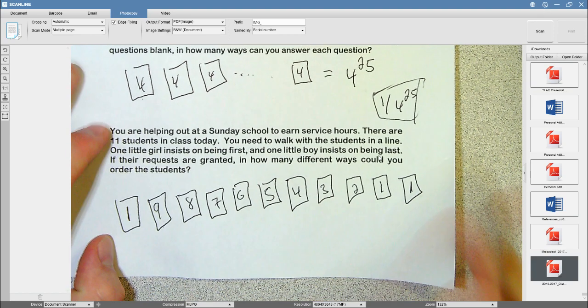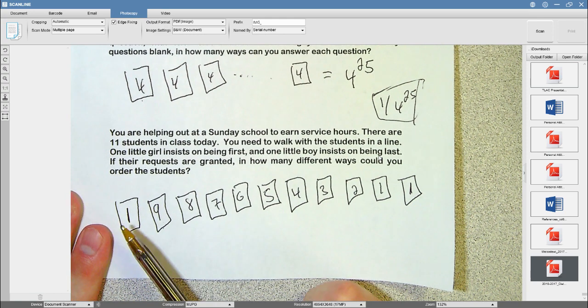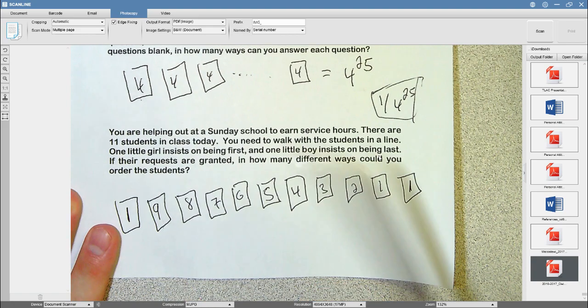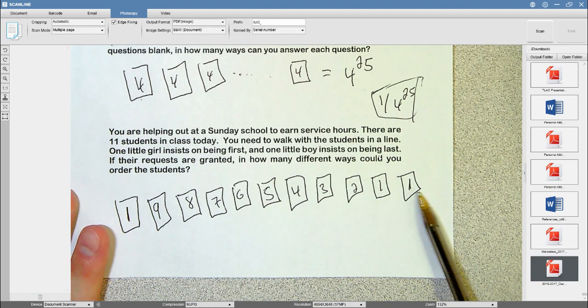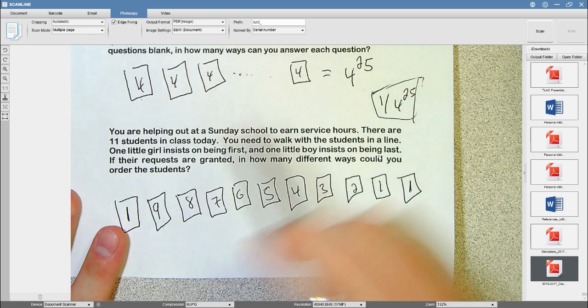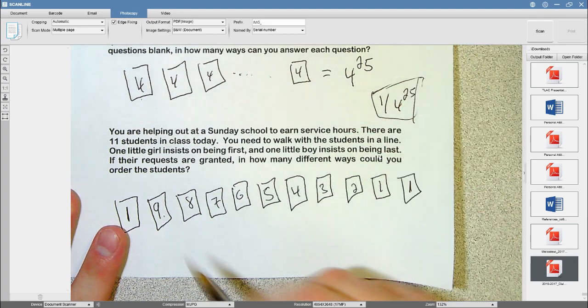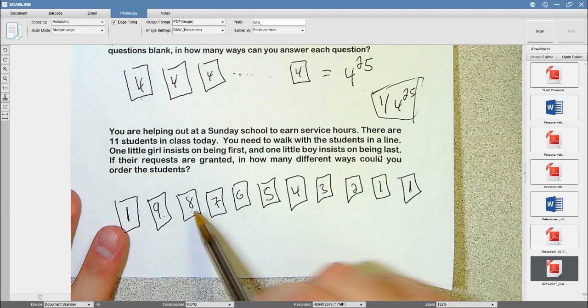So imagine if we just had 11 students, and we were lining them up in a row. Well, that'd be 11 times 10 times 9 times 8, all the way down. But in this situation, it's a little different because we have to have one specific person in the first place and another specific person in the last place. But all the other places are up for grabs. And of those 9 other students, any one of those 9 could go here. Now we only have 8 left. Any one of the other 8 could go here, so on and so forth.